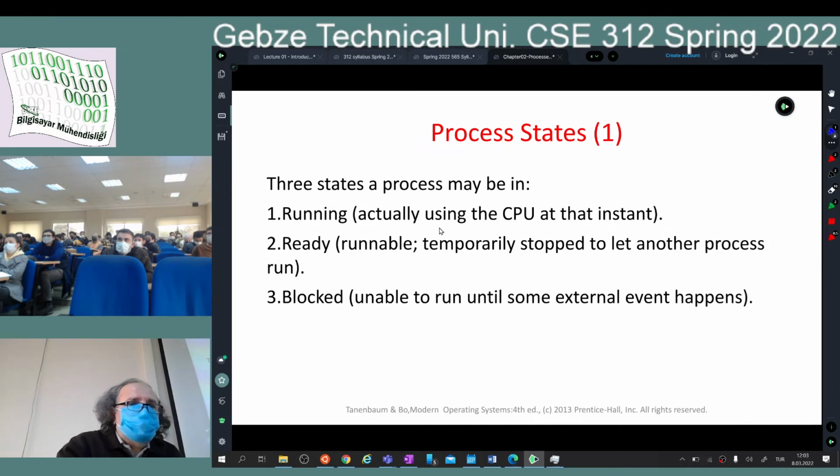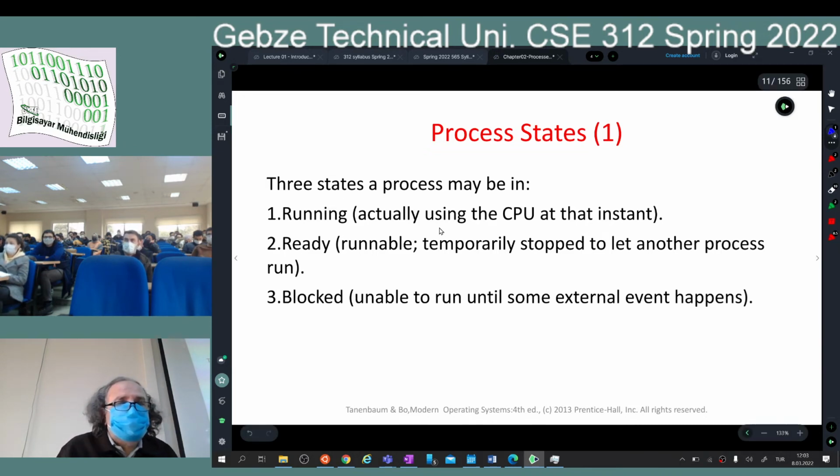A program might be really running. That means what? It is active. It is using the CPU. It is modifying the registers. It is accessing the memory and so on. So it is currently active. We assume that we have only one CPU on this machine. That's the assumption for this chapter. So we said that the process is using the CPU. Good, so it is running. That's one of the states.